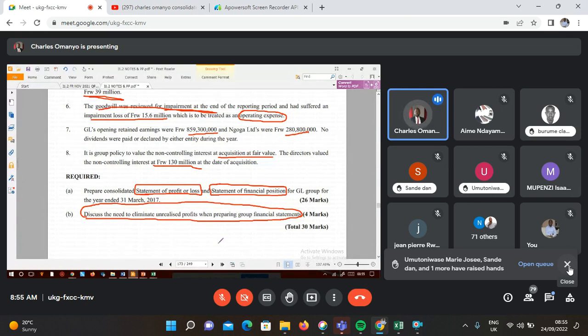Remember, the rule we learned in class last time, I'm discussing the theory part. We said that unrealized profit is profit that has not been earned by the group. We are only allowed to earn profits if the goods are sold to the third party. If the goods are not sold to the third party, we should eliminate the unrealized what? Profit. Profit on goods that are unsold is what is called unrealized.